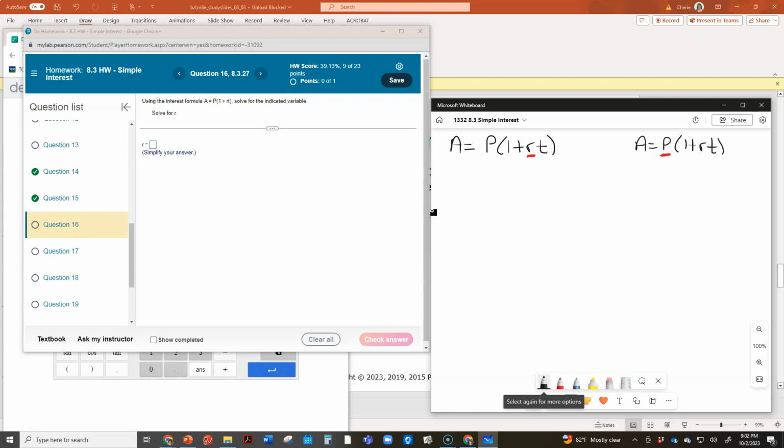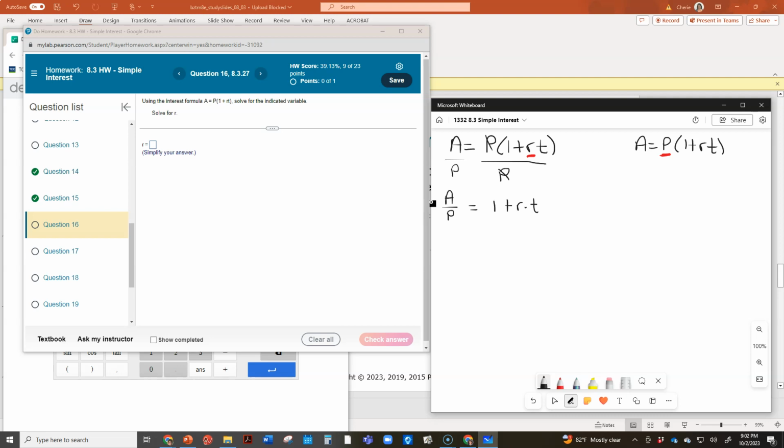Whether you start off with just a general formula that they gave us here and then solve it for whichever one you're looking for, or you create your own formulas and you plug them in, depending on what you're looking for. So if I'm trying to get R by itself, again, I'm going to get rid of the P. Divide both sides by P. And since I don't have any numbers, this just becomes A divided by P is equal to 1 plus R times T.